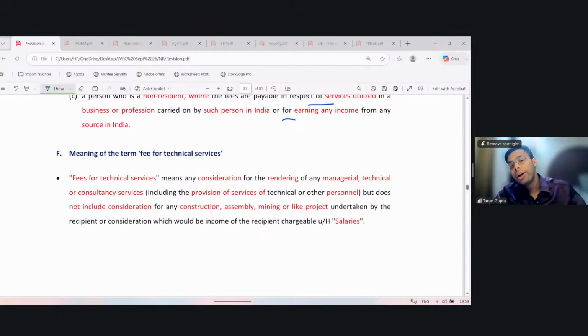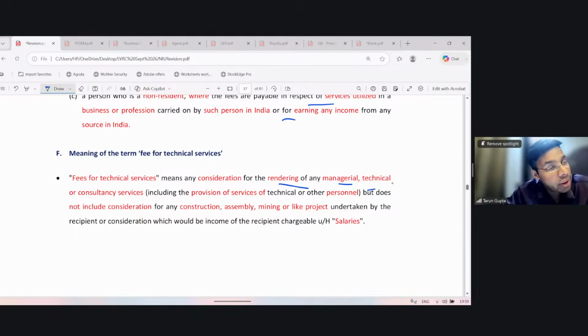As we discussed the meaning of royalty, now we discuss the meaning of FTS, fee for technical services. So it says fee for technical services means any consideration for rendering of managerial, technical, or consultancy services, including provision of services of technical or other personnel, but does not include consideration for any construction, assembly, mining, or like project undertaken by the recipient, or consideration which would be the income of the recipient under the head salary.